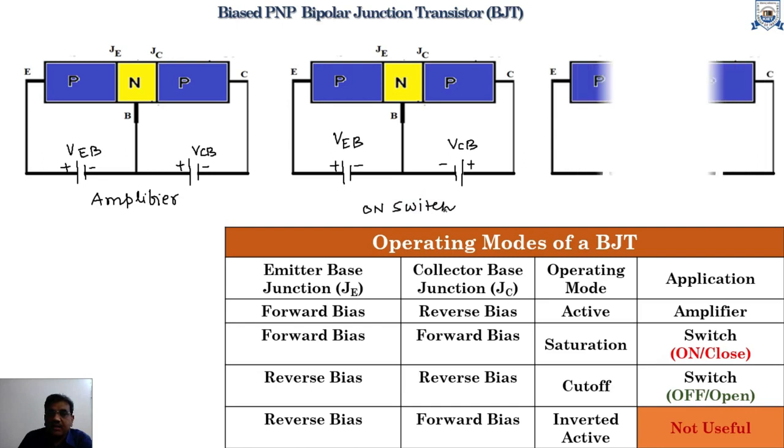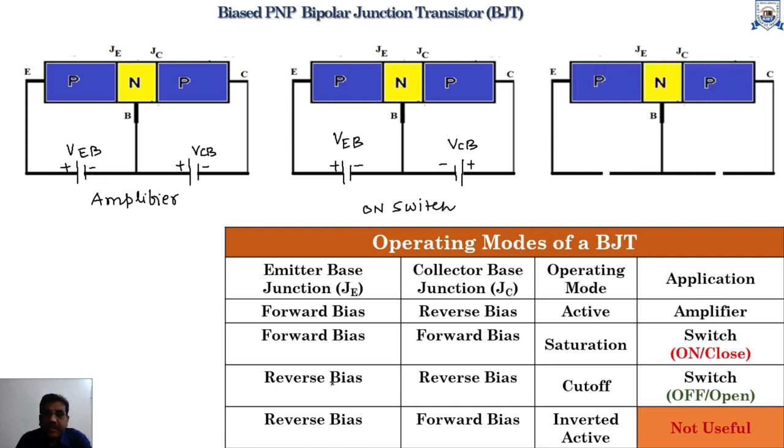Now coming to the third case. In this case, the base-emitter junction is reverse biased. To make it reverse biased, the P side is connected to the negative potential of the battery and the N side to the positive potential, by a voltage source VEB. At the same time, the collector junction is reverse biased. To make the collector junction reverse biased, the P side is connected to the negative potential of the battery and the base side to the positive potential, by a voltage source VCB. In this case, the bipolar junction transistor can act like an OFF switch.